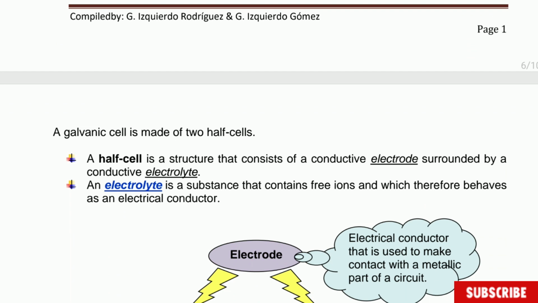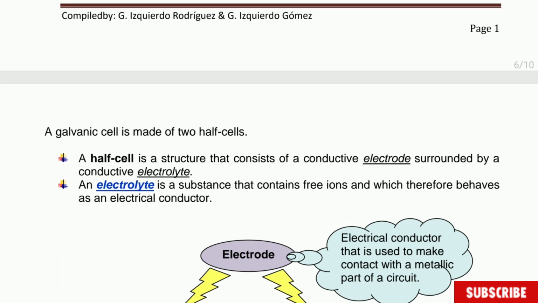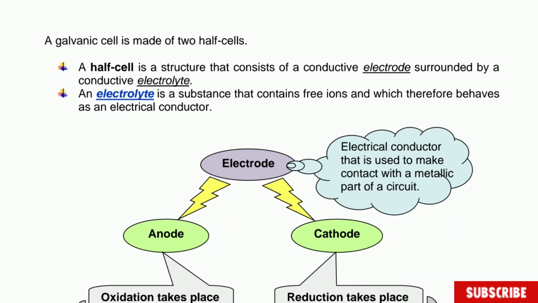Now, a galvanic cell is made up of two half cells, and remember, each half cell will just have a place where you have an electrolyte, and inside the electrolyte will be an electrode. What is a half cell? It's a structure that consists of a conductive electrode surrounded by a conductive electrolyte. If you combine two half cells, then you make a galvanic cell.